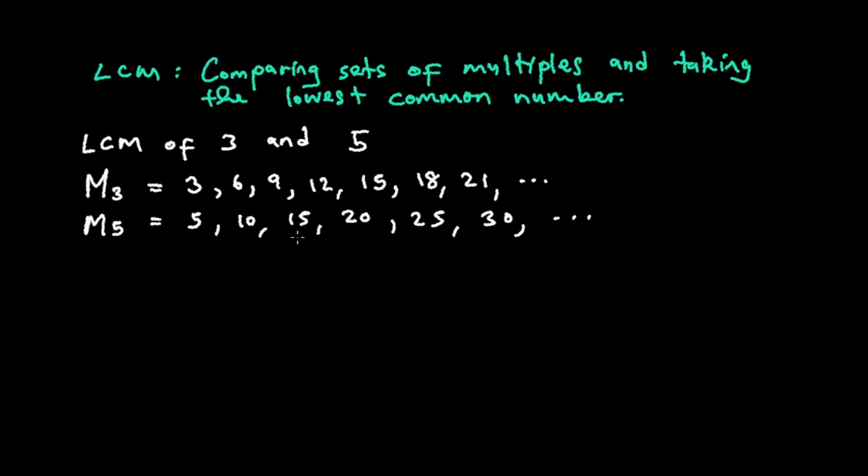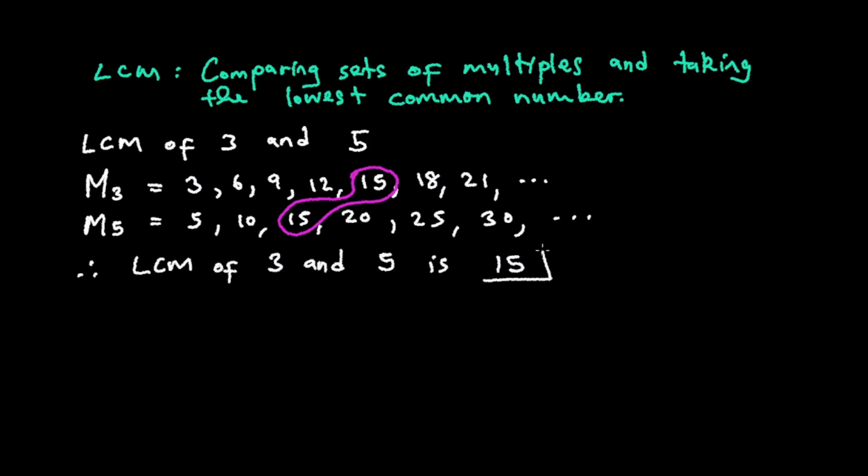Then we start comparing these numbers. We are looking for the lowest number in both sets that appears first. Here we have 3, here 6, here 9, here 12, here we have 15. So if you look closely, you are going to see that 15 is the number that first appears when we list down the sets of multiples of 3 and 5. Therefore the lowest common multiple of 3 and 5 is 15.